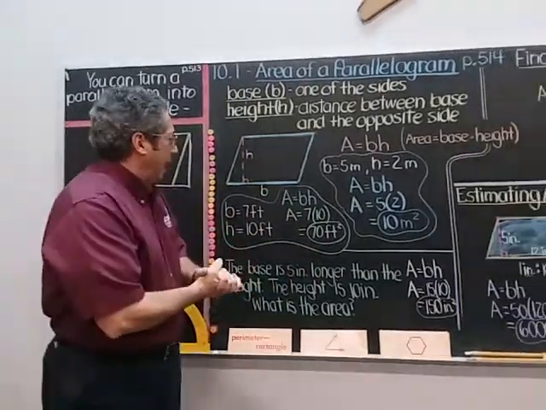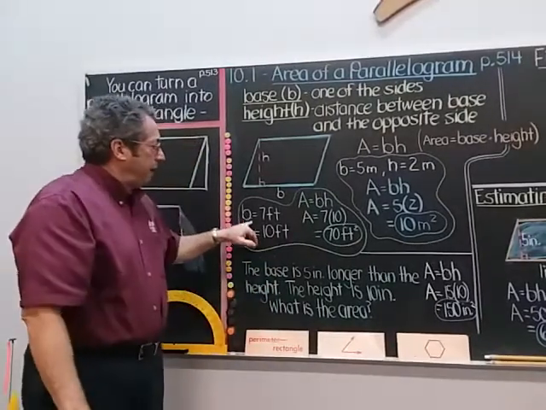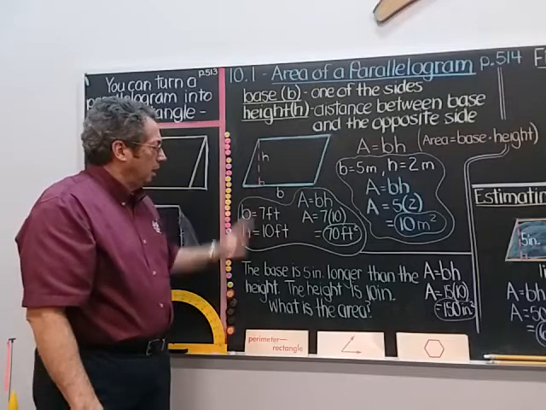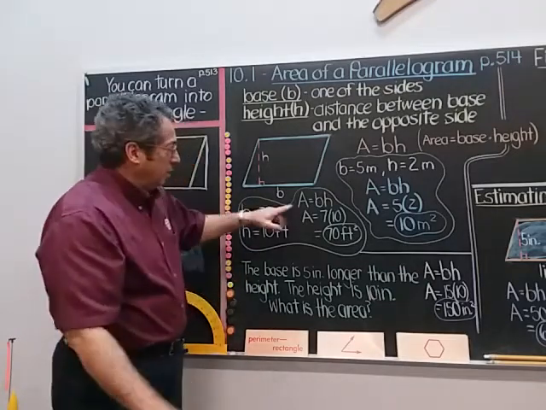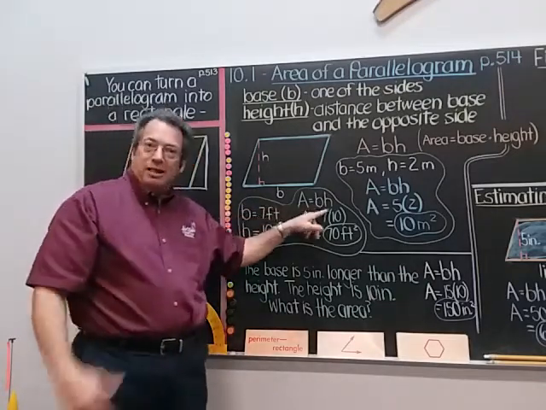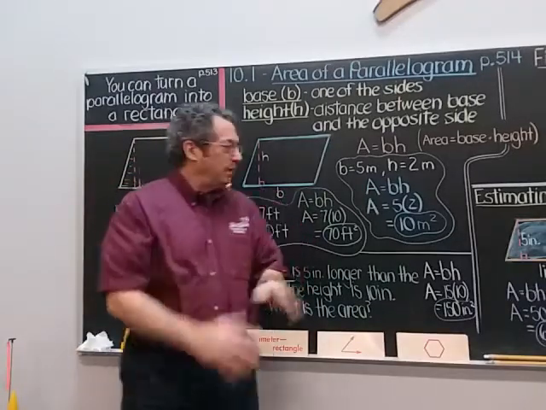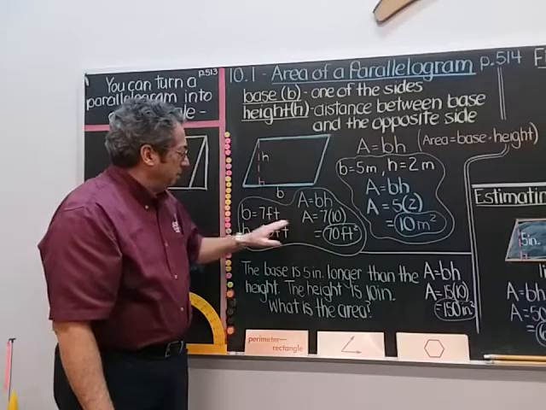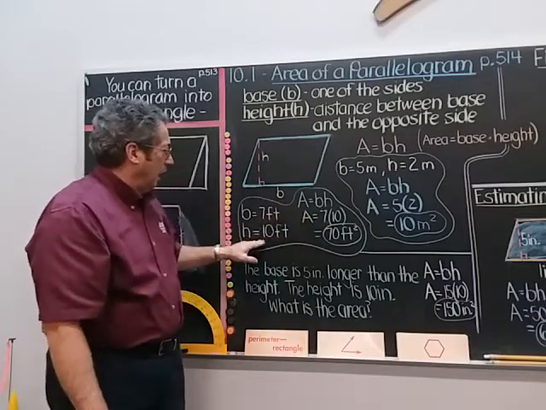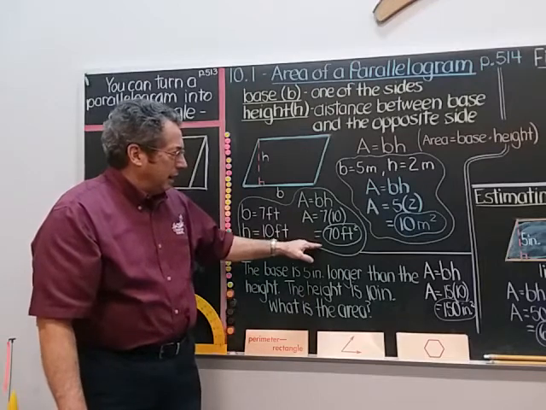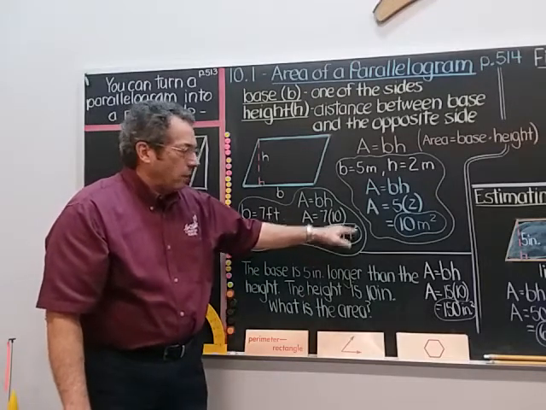Well, let's practice doing that. Let's suppose we have a base of 7 feet and a height of 10 feet in a parallelogram. Well, in the practice today, you're going to write area equals base times height. Let's repeat that right at the beginning. Area equals base times height. All right? You write that, and then you replace B with 7, H with 10. So area equals 7 times 10, equals 70 square feet.